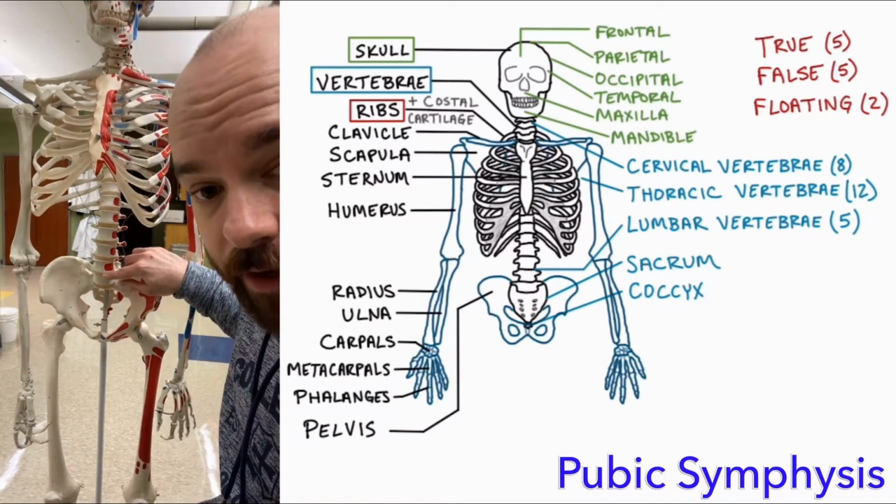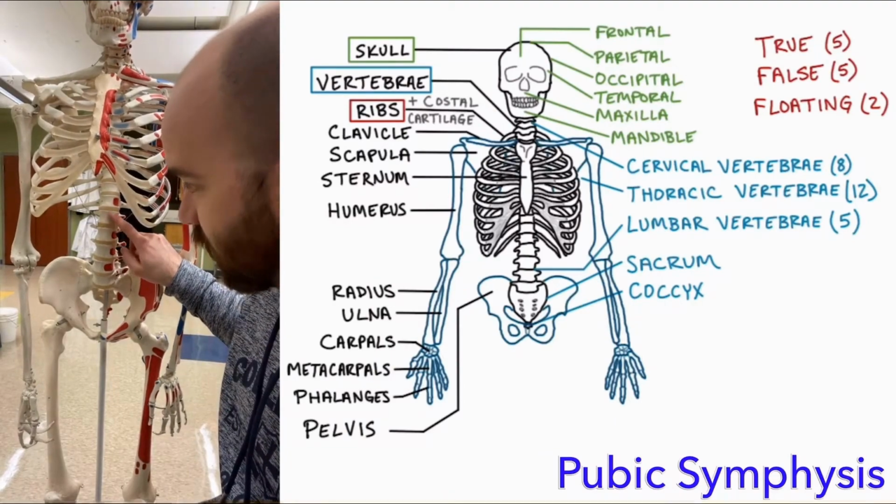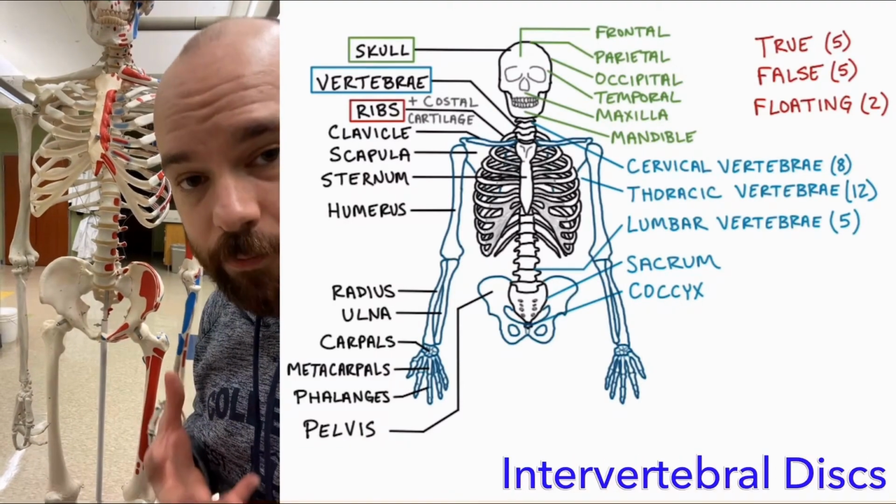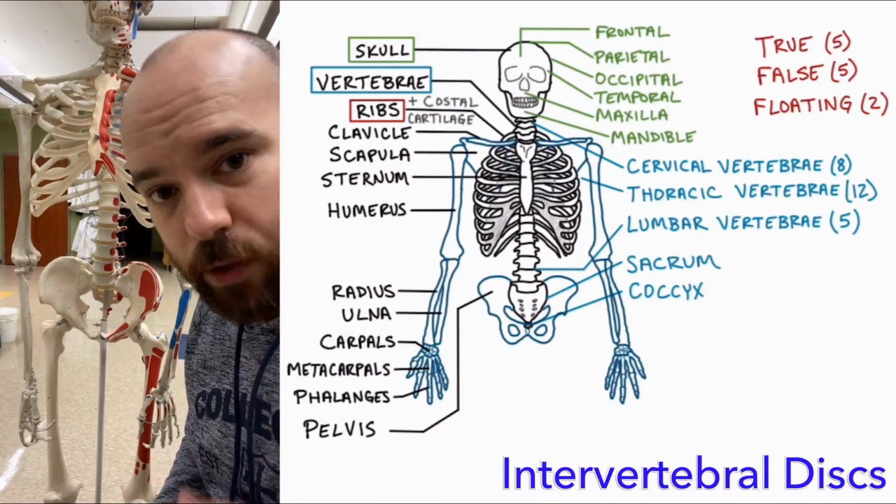We see this in the spine as well. There's all of these yellowish discs right there. Those are called the intervertebral discs, or the cartilage discs between each of the vertebrae.